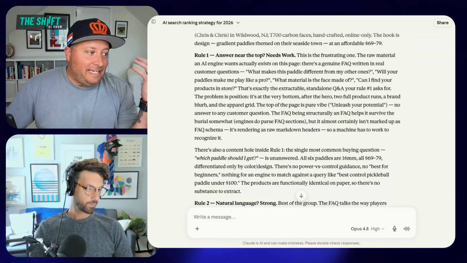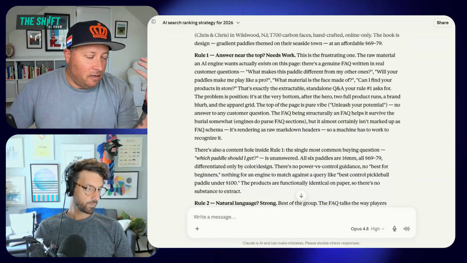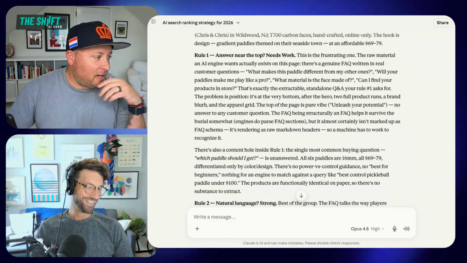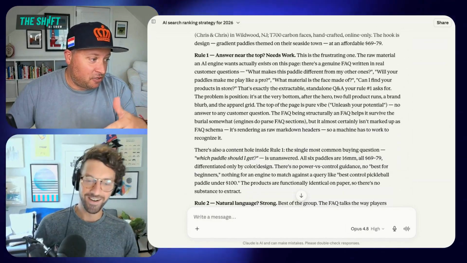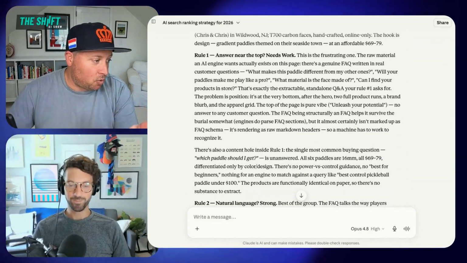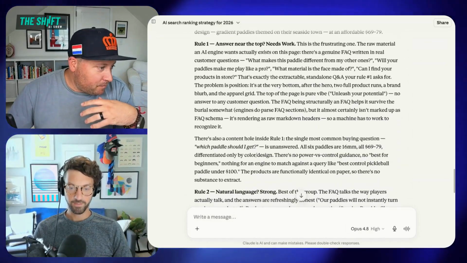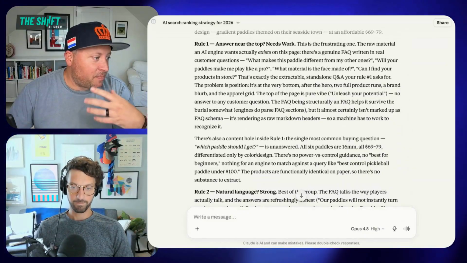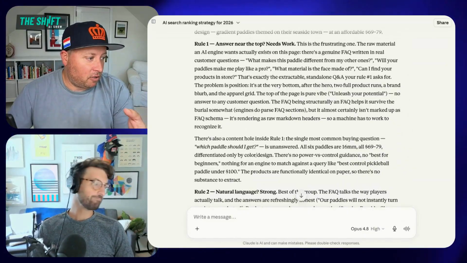Answer near the top: needs work. Oh no, Chris. The raw material an AI engine wants actually exists on the page. There's a genuine FAQ written in real customer questions. The problem is position. It's at the very bottom, after the hero.